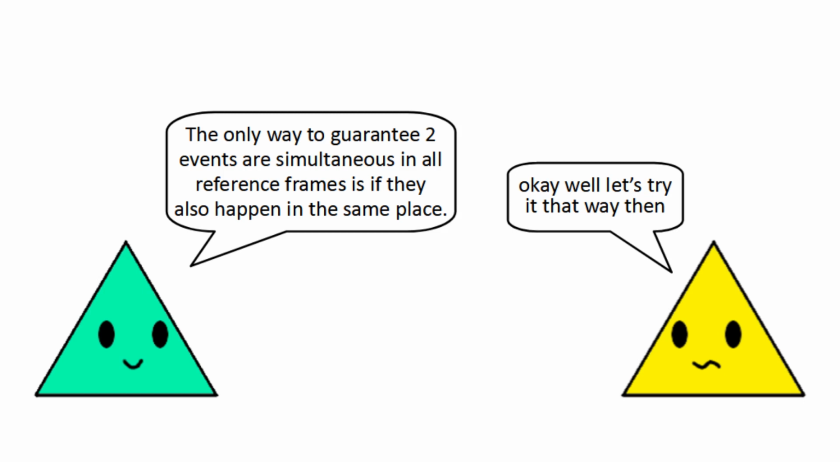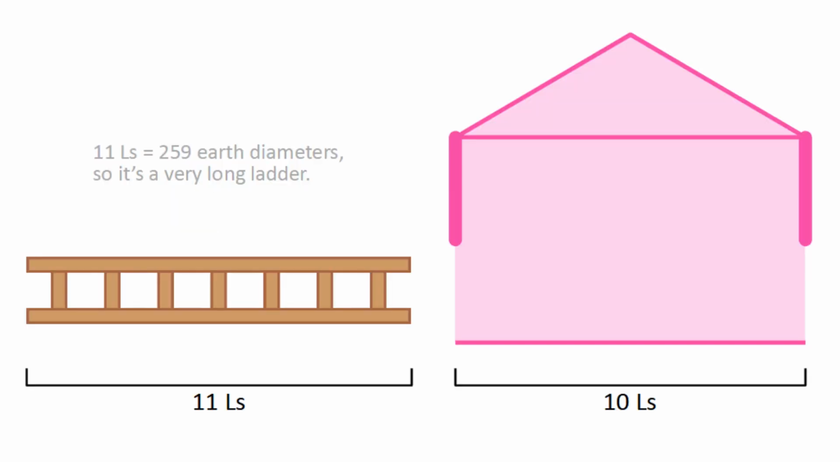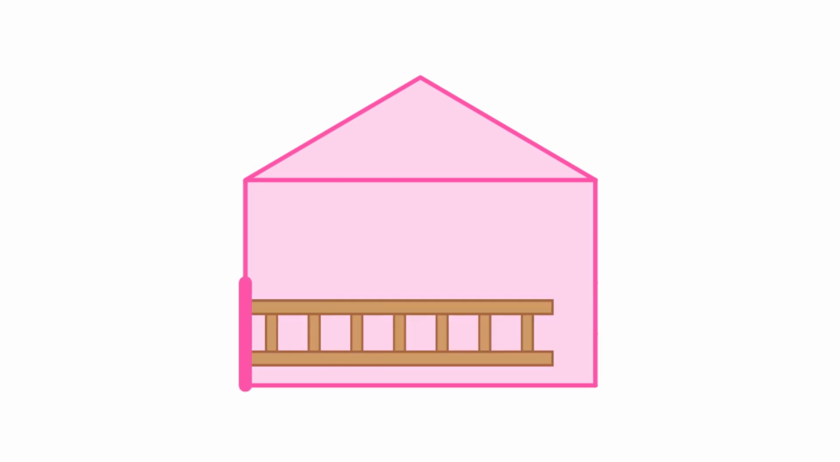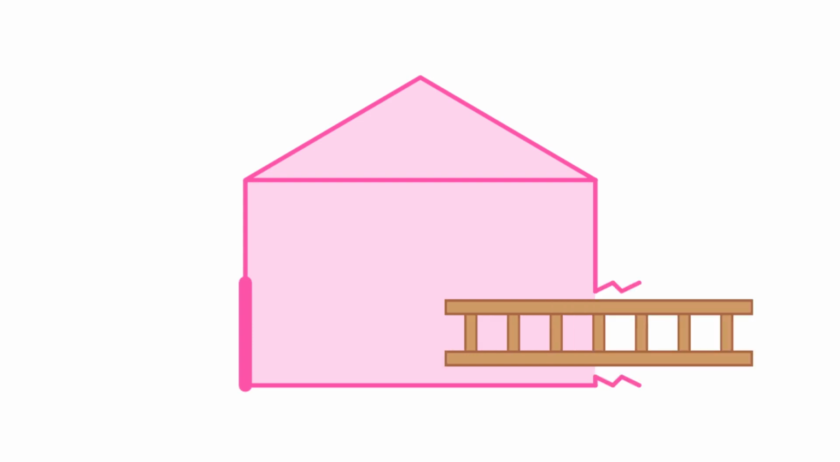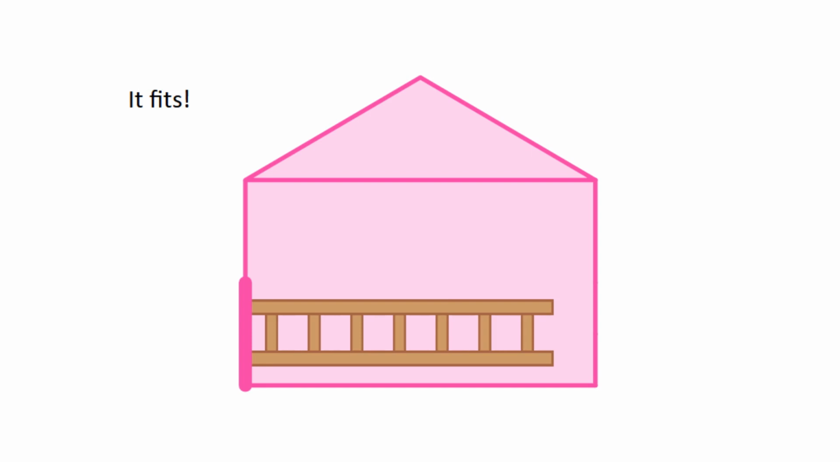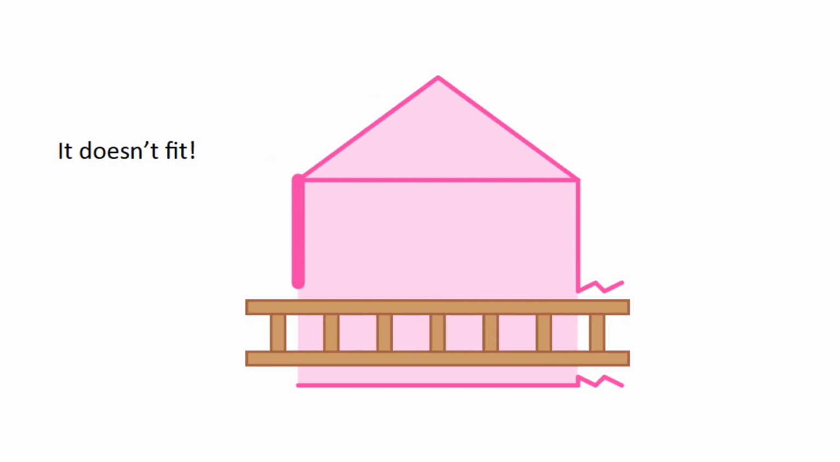This time, for the sake of convenience, we'll say that the shed is 10 light seconds across, and the ladder is 11 light seconds. Instead of closing two doors, we'll replace door 2 with a solid wall, and door 1 will close as soon as the back of the ladder passes it. So now, our events in question are the door closing and the wall breaking. If the door closes first, it means the ladder fits, but if the wall breaks first, it doesn't fit.